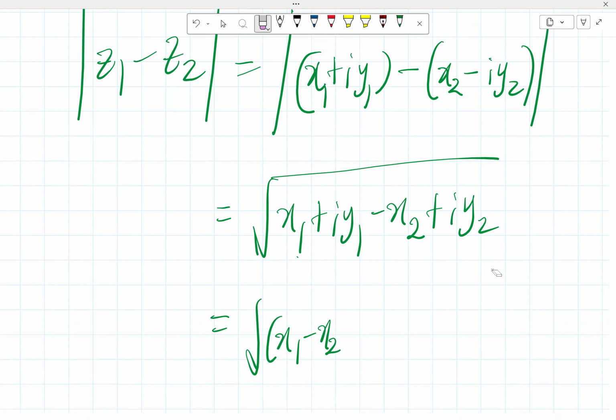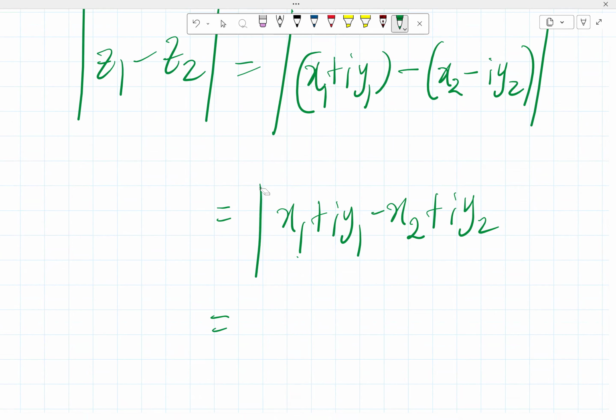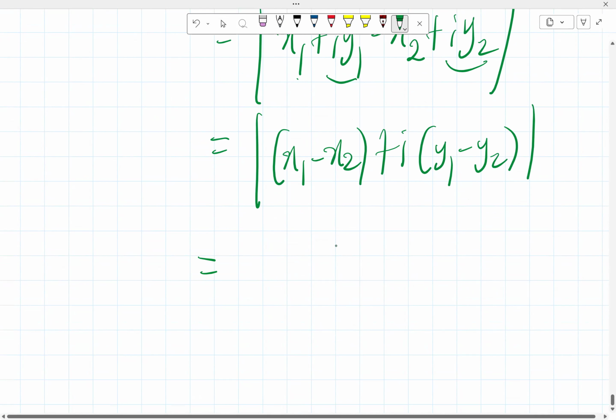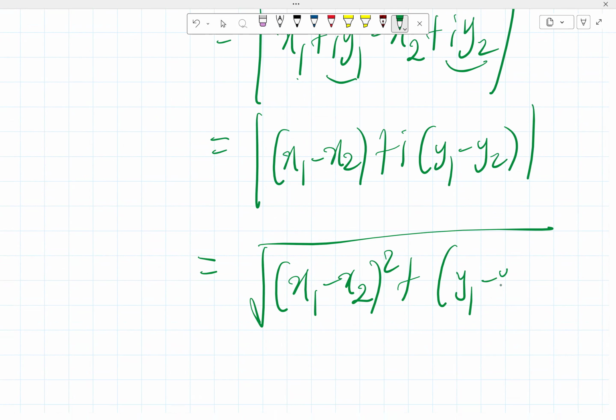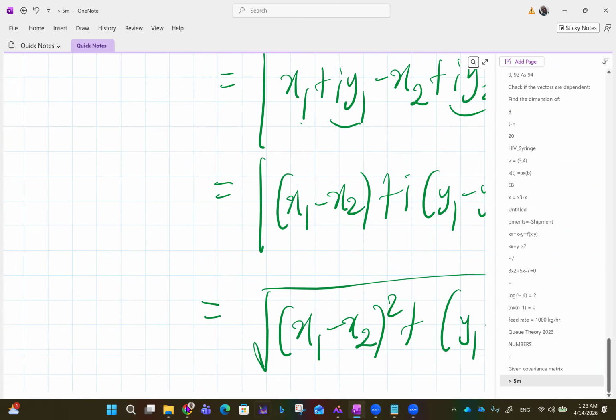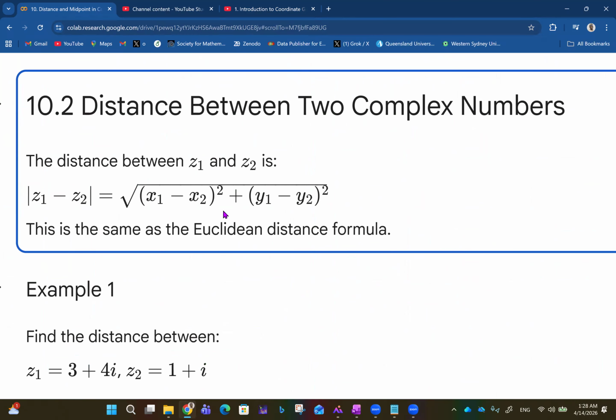No need for the square root yet. It's still the absolute value, sorry. So the absolute value is now (x1 minus x2) plus, for the imaginary part, i times (y1 minus y2). The general idea is that this is the square root of (x1 minus x2) squared plus (y1 minus y2) squared. That's the modulus of that complex number, and that's exactly why the distance between z1 and z2 is given as this. It's more like what we also have in the coordinate geometry system, a coincidence that is so beautiful.